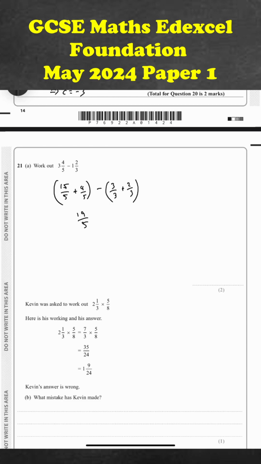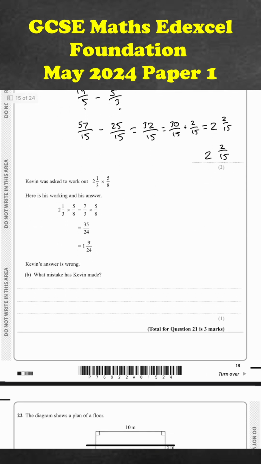So 19/5 minus 5/3. Now I'm going to make them a common denominator, so we'll make them 15ths, as that's just 5 times 3. So we're going to times top and bottom by 3 on the left-hand side, so that's going to be 57 over 15, times top and bottom by 5 on the right-hand side, so that's going to be 25 over 15. Now we can put them together, and we can just say that's 32 over 15, which is the same as 30 over 15 plus 2 over 15, which is just 2 and 2/15, which is the format we're going to put the answer in, because that is the format that the question was in.